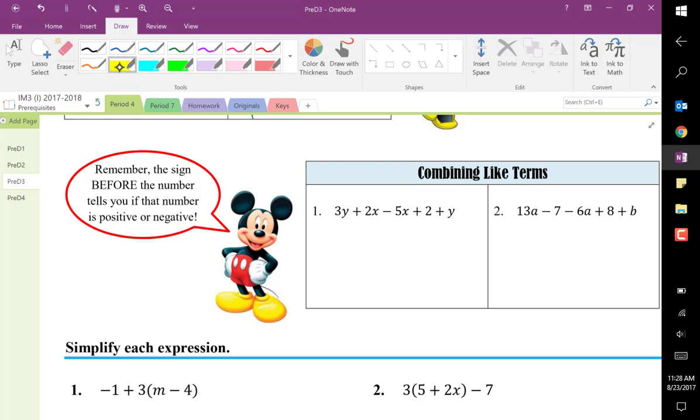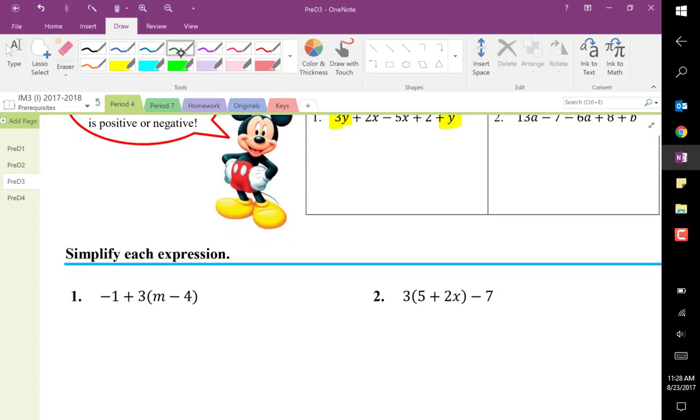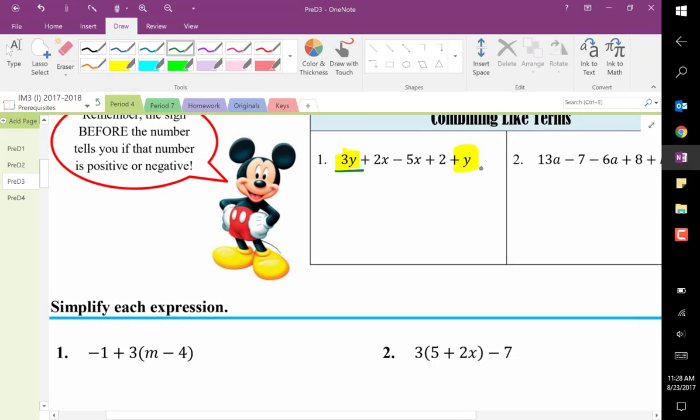Okay? So I have 3y. What is a common term that goes with 3y? Y. So remember, when I highlight it, the sign in front needs to be attached to it. What is 3y plus y? 4y. If I have 3 of something and then I have 1 of something, I now have 4 of something. Questions on that?